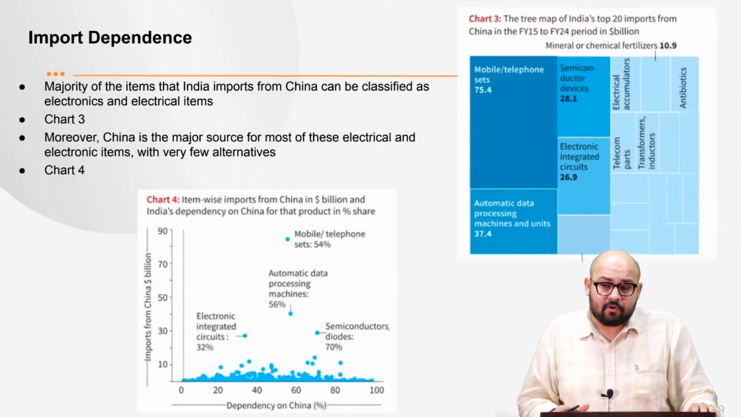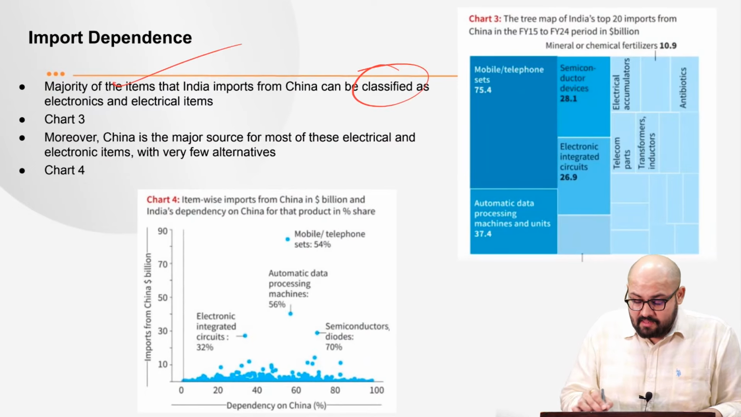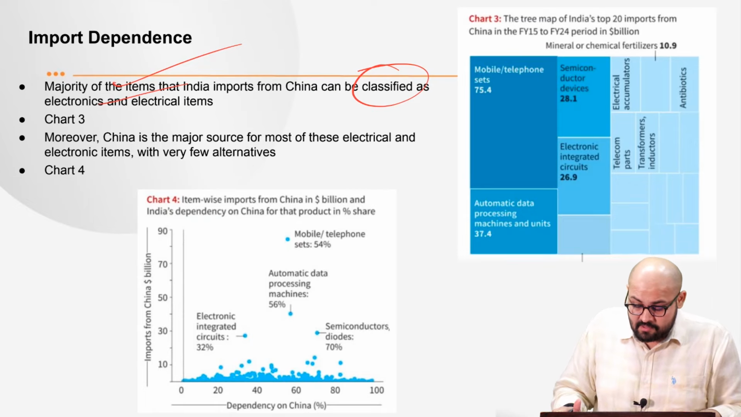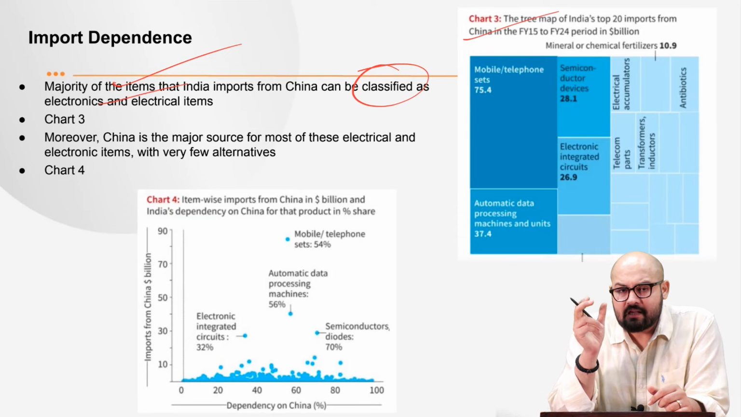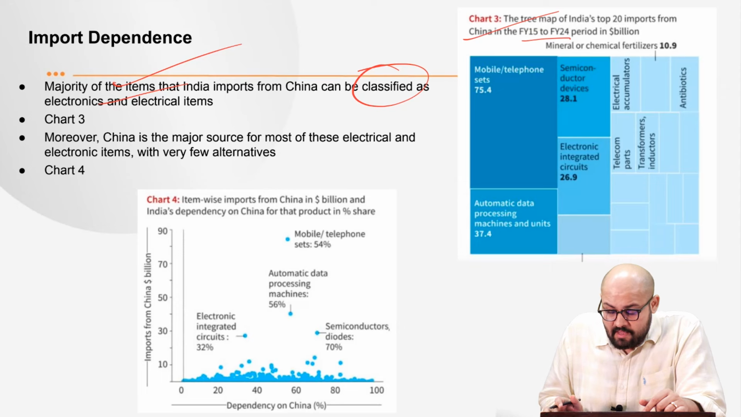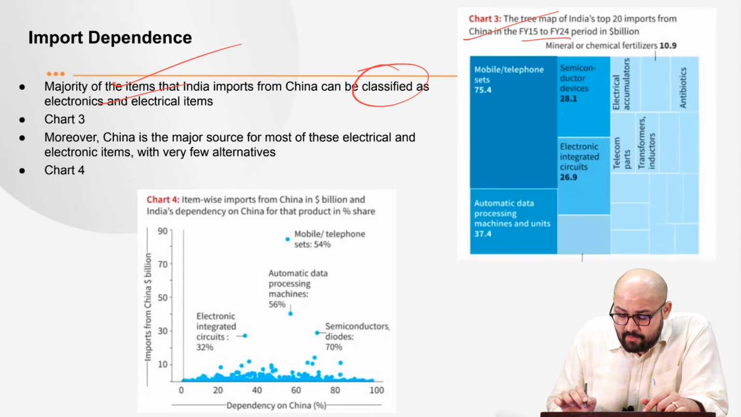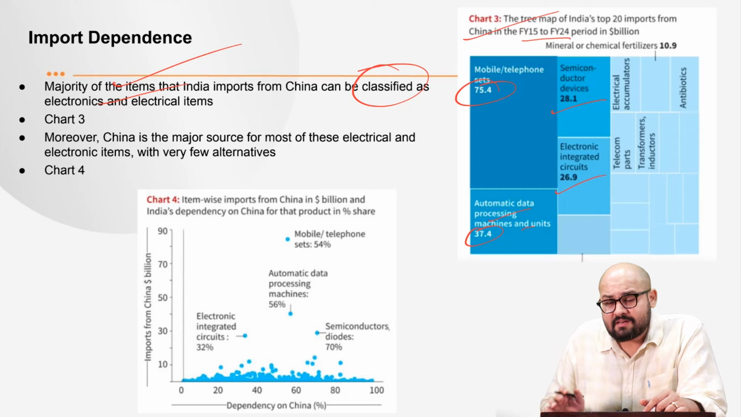And what the report goes into is that the majority of the items which India imports from China can be classified as electronic and electrical items. So just look at chart 3, right? It is a tree map of the top 20 commodities which India has imported from China in the period 2015 to 2024. You see that $75.4 billion were spent on mobiles and telephones. Automatic data processing machines and units, $37.4 billion. Then you have semiconductor devices, $28.1 billion. Then you have electronic integrated circuits, $26.9 billion.